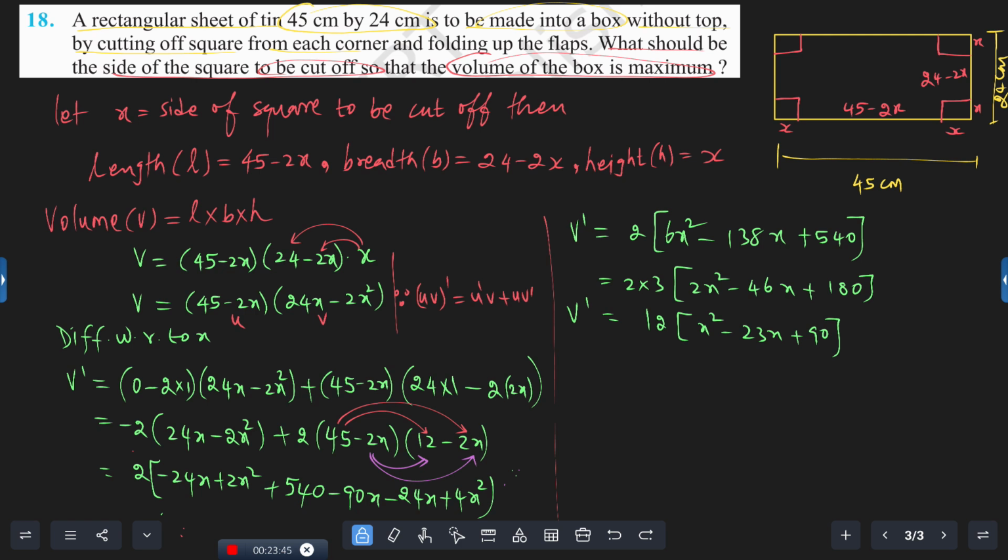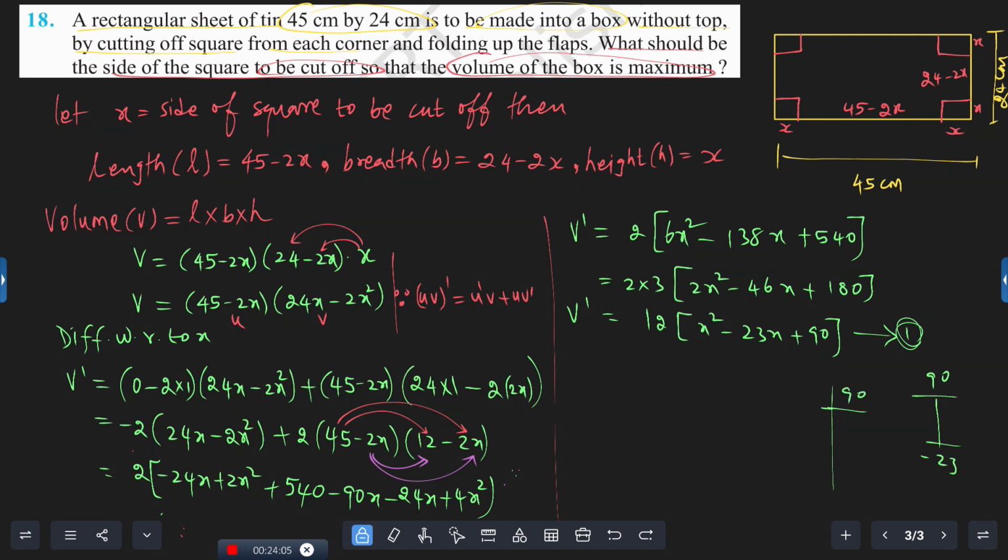This is what, my dear? V dash. Listen. Be careful when you differentiate, and simplifying this is also very important. When you simplify only, you will be getting the x value. Right. You have to take the prime factorization for this. Take the factorization of 90 minus 23. So what will you be getting?